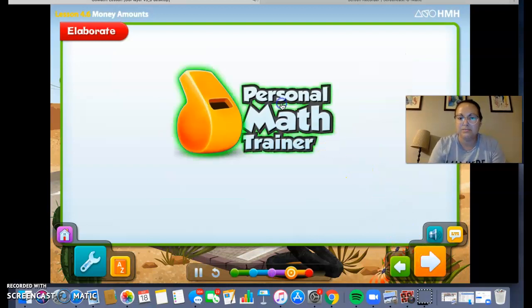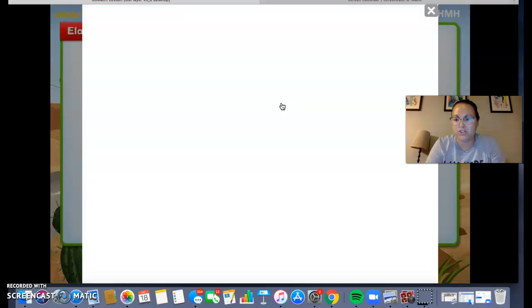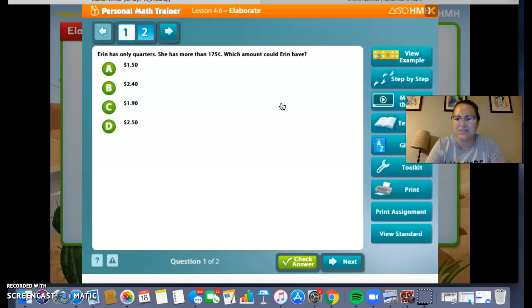Now, let's practice. Okay, let's see if the math trainer will agree with us this time. The other day, it wasn't very nice to me. Okay, Erin only has quarters, and she has more than 175 cents. What amount could Erin have? So this one is totally different. This is kind of wacky. It wants us to think and use our brains to figure out what amount could only quarters add to.